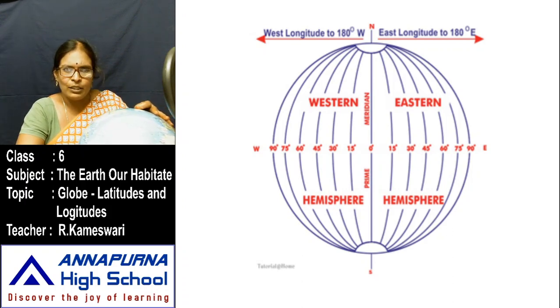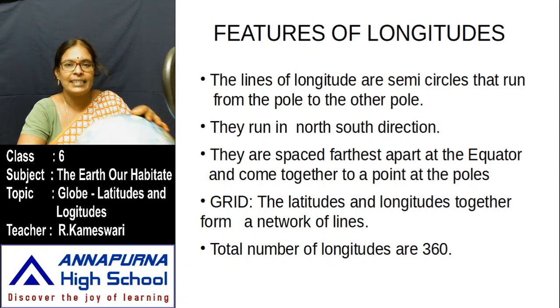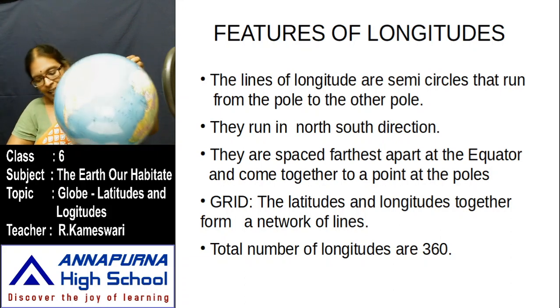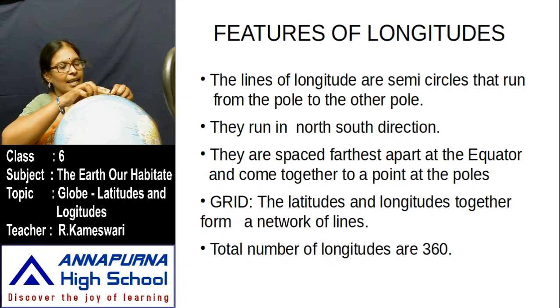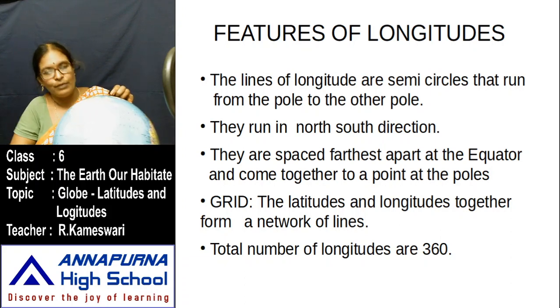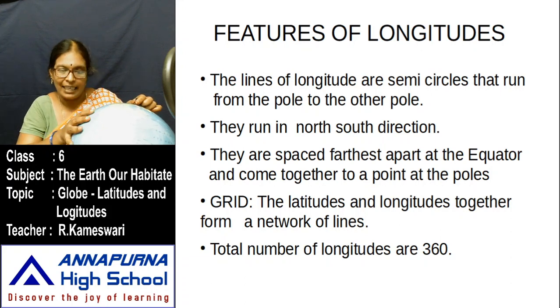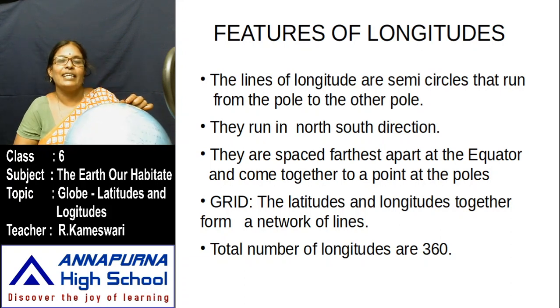Okay, that is about longitudes. What are the features of longitudes? The lines of longitude are semicircles that run from one pole to the other pole. All the longitudes run between the North Pole and the South Pole. So these are all half circles, whereas latitudes are all full circles. That's why they have only 180 here. These are all half circles, and that's why there are 360 longitudes. They run in the north to south direction.